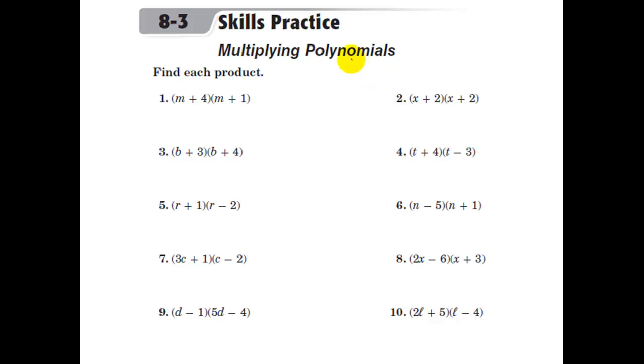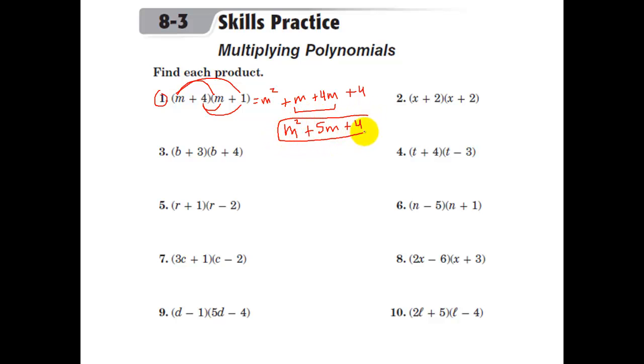Alright, let's do some examples. I'll do the distribution method for this one here. We'll do number 1. So distribute the m onto the m, and you get m squared. Distribute the m onto the 1, you get plus m. Distribute the 4 onto the m, you get plus 4m. Distribute the 4 onto the 1, you get plus 4. These 2 terms can be combined, and we get m squared plus 5m plus 4 as our final answer.